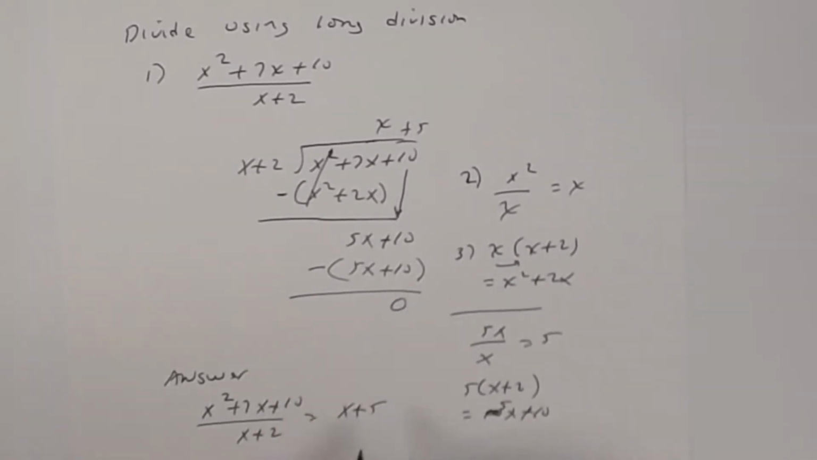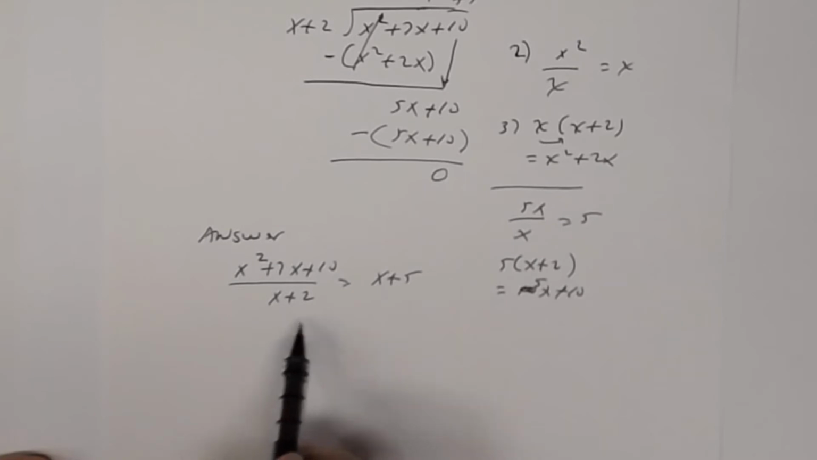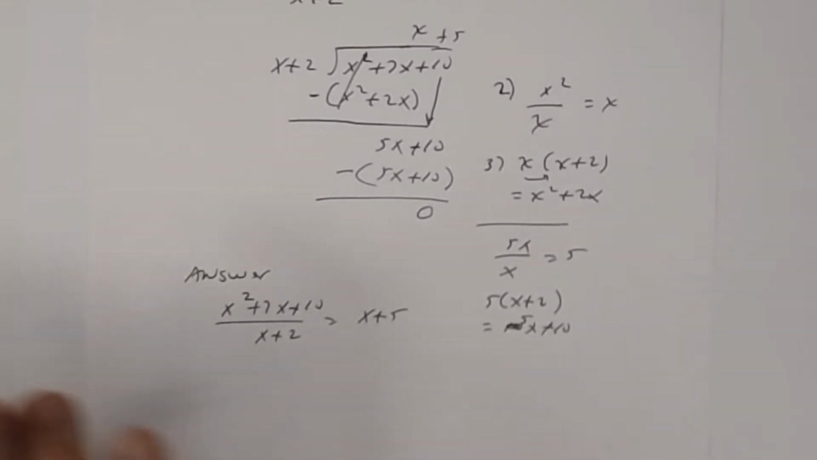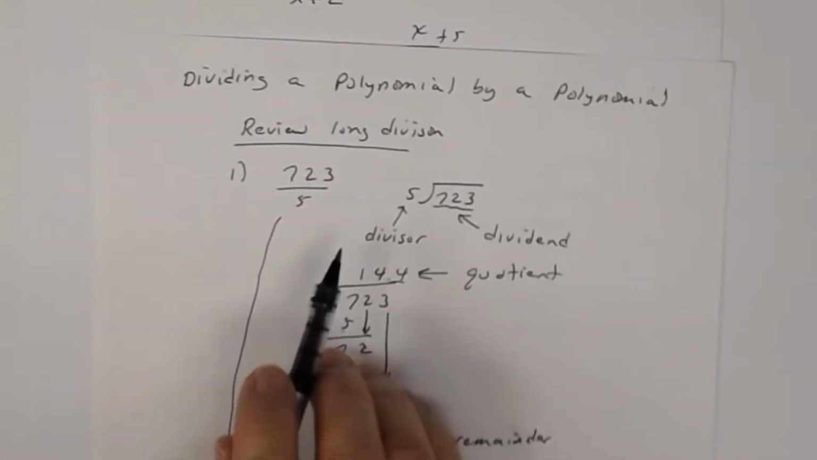And then since there's no remainder, that's all you write. So this divided by this is this. Okay? And I want to remind you about something. Remember, you can always check this. You can always check. So let's talk about this right here, though.